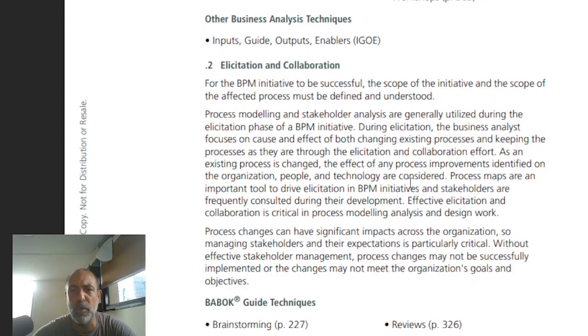Process maps are an important tool to drive elicitation in BPM initiatives, and the stakeholders are frequently consulted during this development. Effective elicitation and collaboration is critical in process modeling, analysis, and design work. Effective, efficient. You're talking to people, you're connecting people.